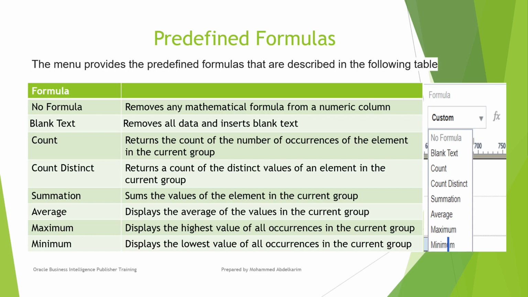Summation sums the values of the element in the current group. Average displays the average of the values in the current group. Maximum displays the highest value of all occurrences in the current group. And last is minimum, which displays the lowest value of all occurrences in the current group.